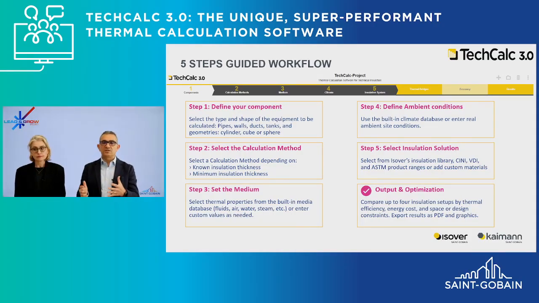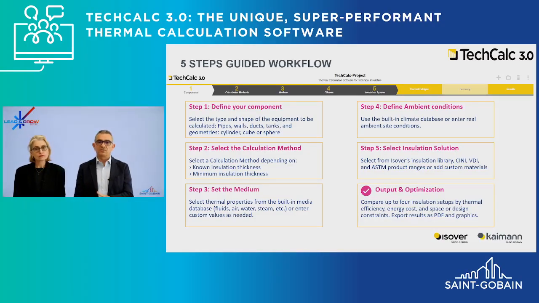In step 4, you can define the ambient conditions: the ambient temperature, humidity, and the wind speed, in the case it's an outdoor project. And you can extend your database or include the site condition data of your project in the database.